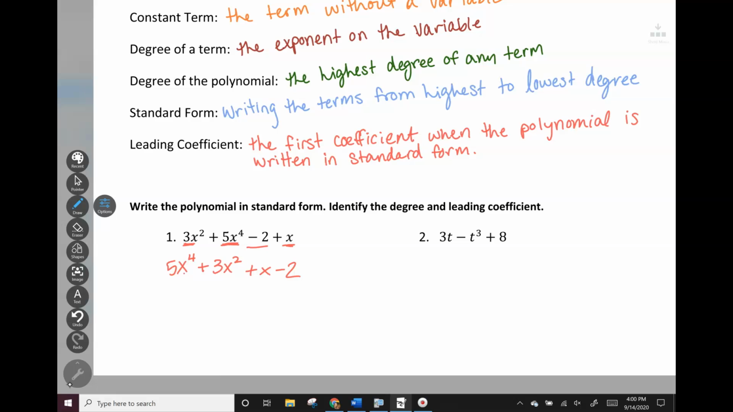Identify the degree. The degree of this polynomial is 4. And the leading coefficient is 5.